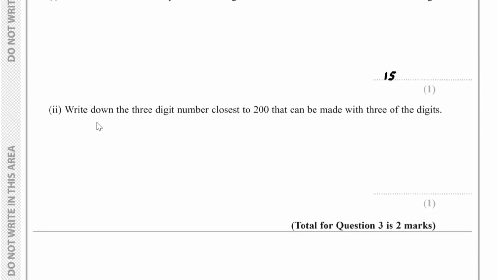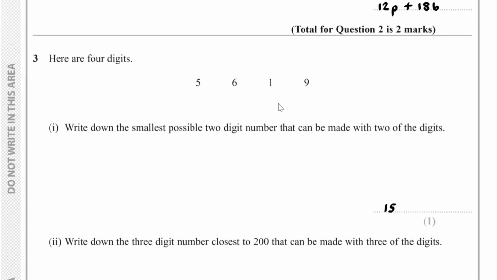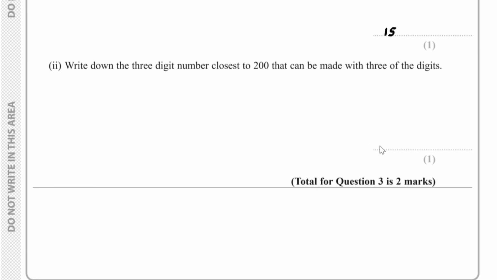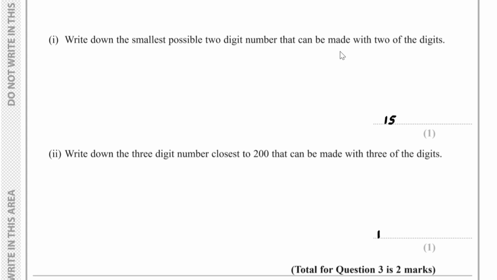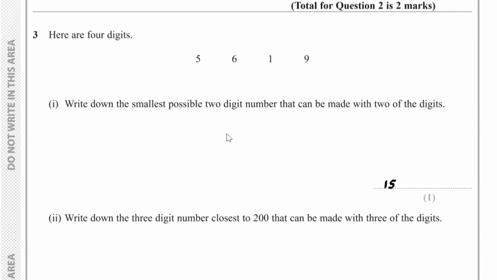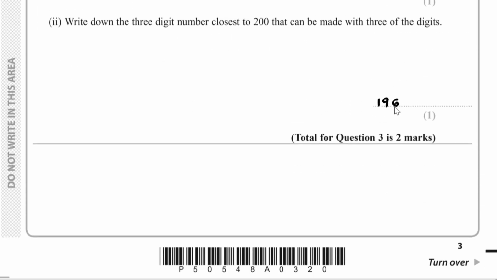Then for the next part we have to write down the 3-digit number that's closest to 200. Well, if I start off with the 1 as my first digit, that means I've got 100 and something. But then if I have 90 after it, well, that's quite close to 200, and then because the 6 is greater than the 5, the 196 is the 3-digit number closest to 200 that we can make with those numbers.